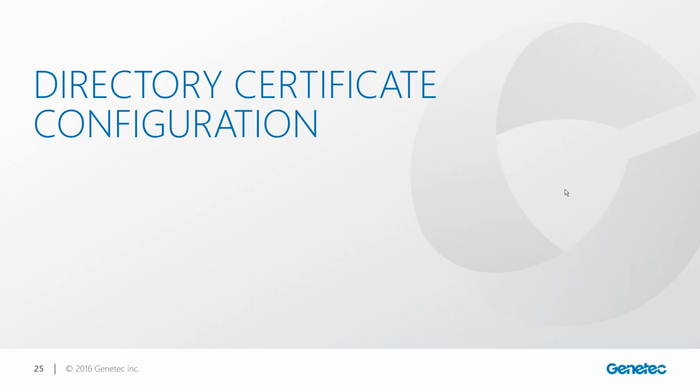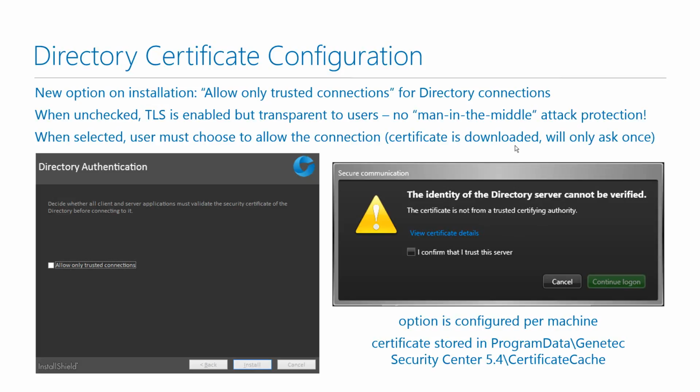So how do we actually use this on the directory? We can actually choose which certificate to use for TLS on the directory. There's a new step when we're installing the software. This is on 5.4 GA. So you're going to see that there's a new checkbox called Allow Only Trusted Connections. Now when that comes up, if that's unchecked, basically the TLS is still being used, but it's transparent. You're not having any control over that.